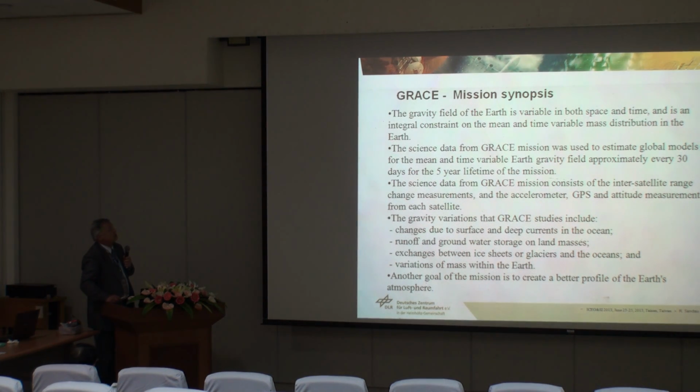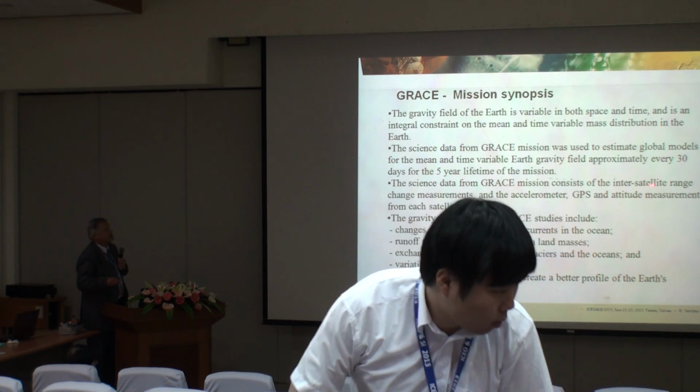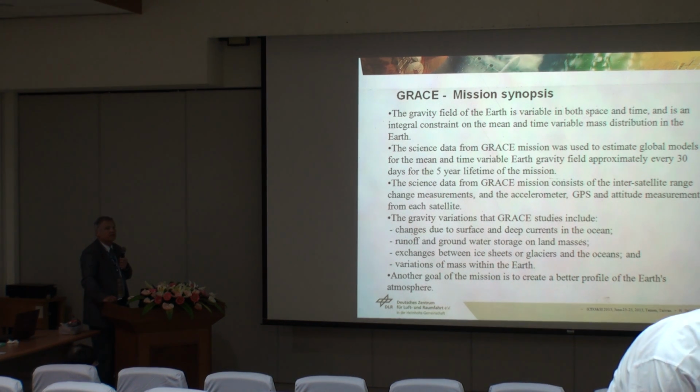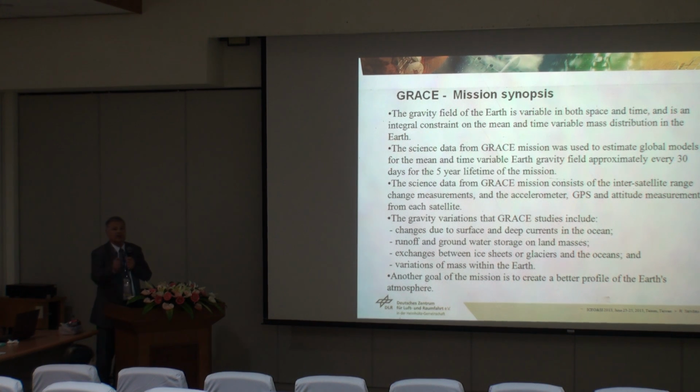So, in short, what has been measured in this case: the gravity field of the Earth is variable in both time and space, and is an integral constraint on the mean and time variable mass distribution of the Earth. The science data from the GRACE mission was used to estimate global models for the mean and time variable Earth's gravity field, approximately every 30 days for the 5-year lifetime. The GRACE results are derived from the three parameters I mentioned before: the intersatellite distance measurement, and the position and accelerometer measurements coming from related instruments.